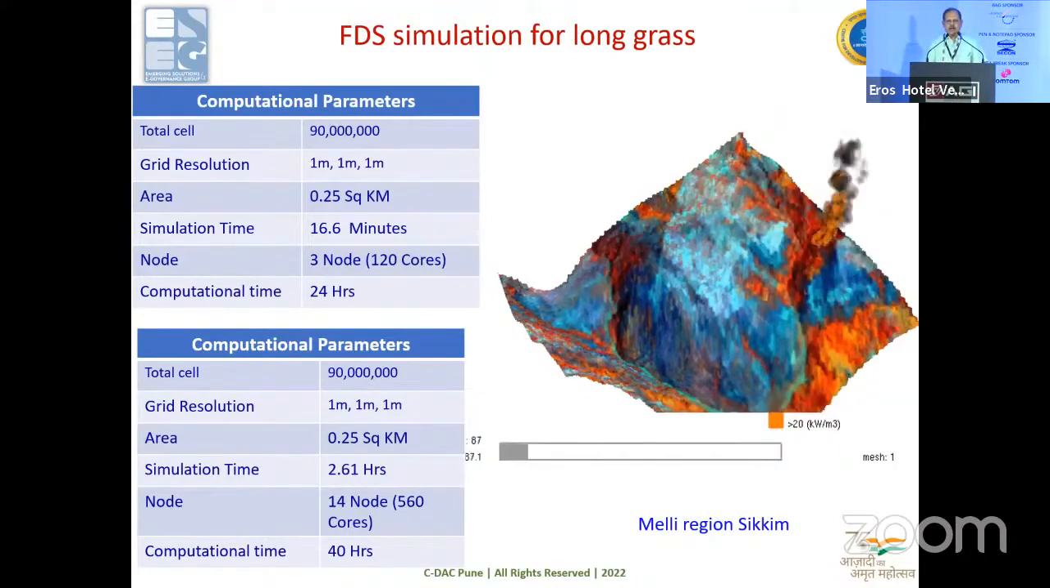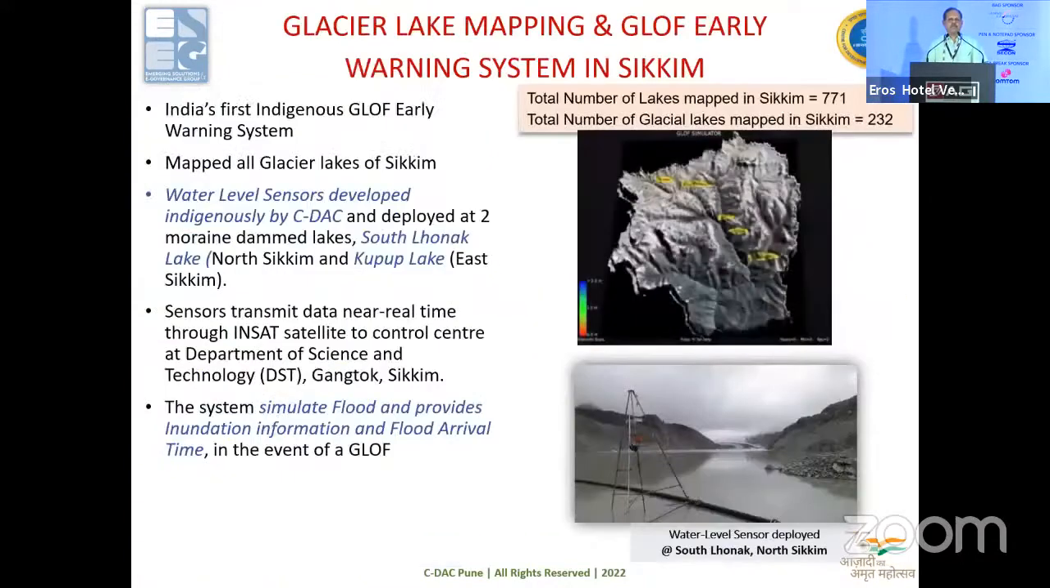Okay. Now I'm talking about the glacial lakes project which we have done in Sikkim. This is the glacial lake mapping and flood early warning system which we have developed. We can say it is most probably India's first indigenous GLOF early warning system, installed in Sikkim. Under this project, we first mapped all the glacial lakes of Sikkim from satellite imagery. Then our CDAC Thiruvananthapuram office developed a sensor to measure the water level. This sensor has been deployed at 2 lakes in Sikkim, and it transfers data on a real-time basis via the INSAT satellite to the control center at DST Sikkim.